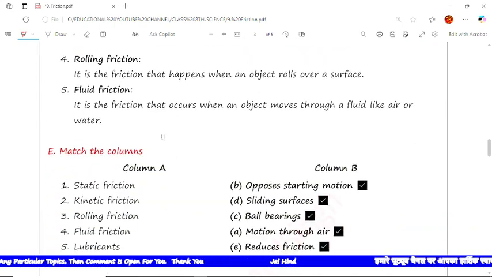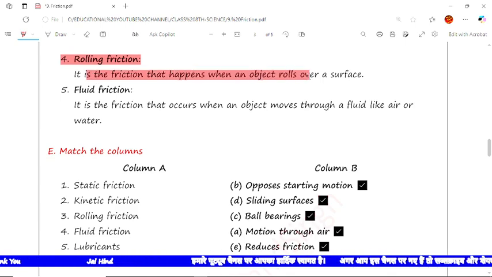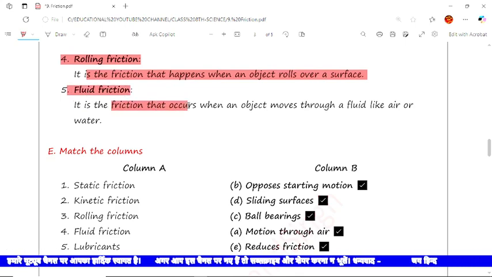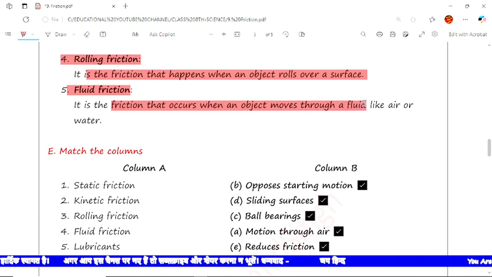Now the next definition given is rolling friction. It is the friction that happens when an object rolls over a surface. Now the next is fluid friction. It is the friction that occurs when an object moves through a fluid like air or water. So this is the proper definition.